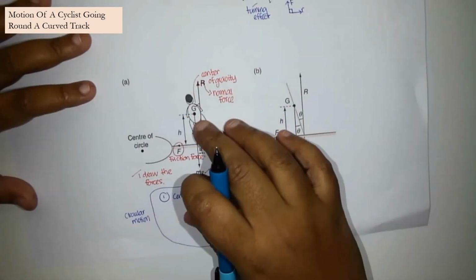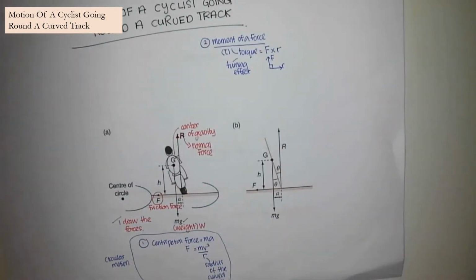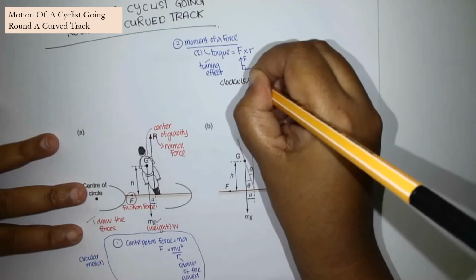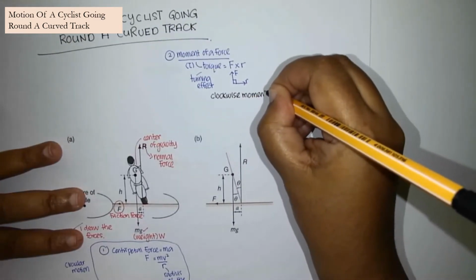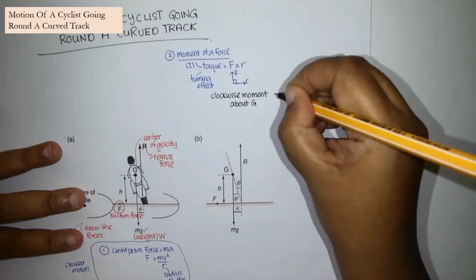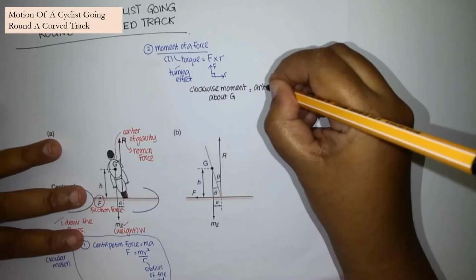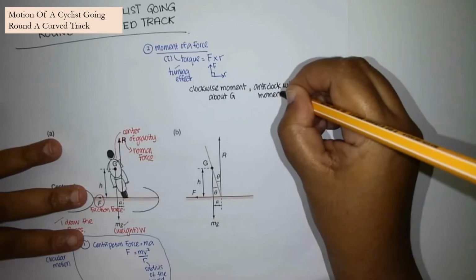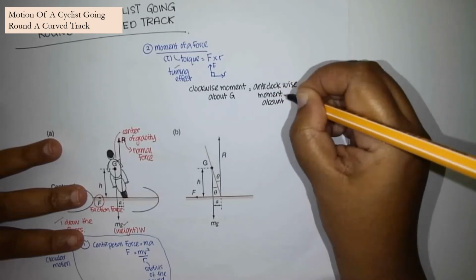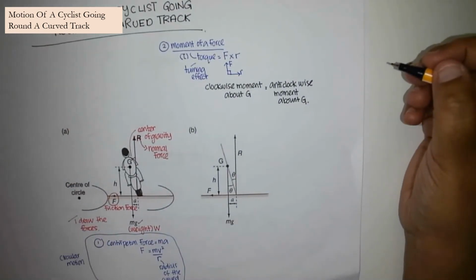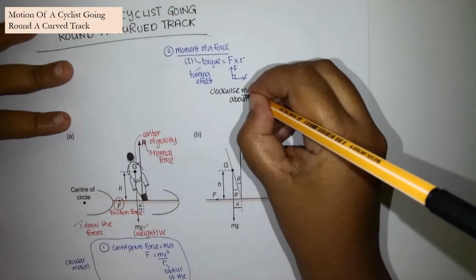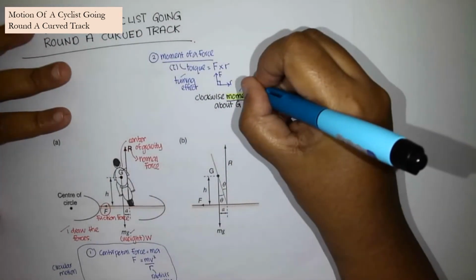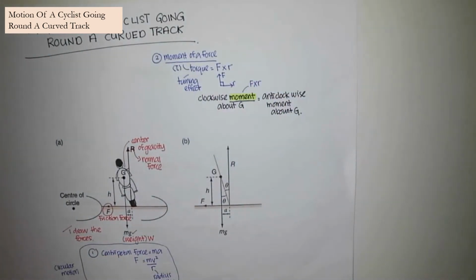In order to apply this example, we know that the concept says the clockwise moment about G is equal to the anti-clockwise moment about G. Moment refers to torque, the moment of forces, where you take F times R, and you must find the R which is perpendicular to the force.